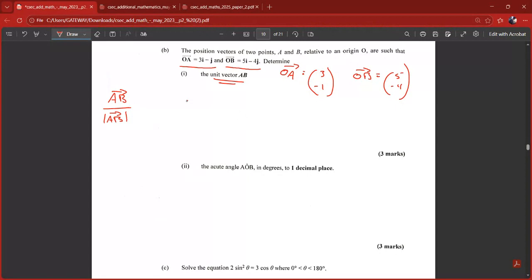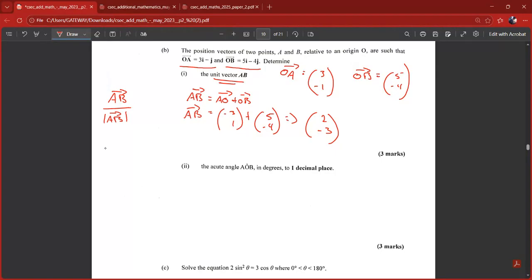Now, to get AB, A is the starting point and B is the ending point, so there's going to be AO plus OB, right? The letters in the middle must be the same. So this is going to be AO will be negative 3, positive 1, plus OB will be 5, negative 4. So when we add these now, we're going to get negative 3 plus 5 is 2, and 1 plus negative 4 is negative 3. So the vector AB is (2, -3).